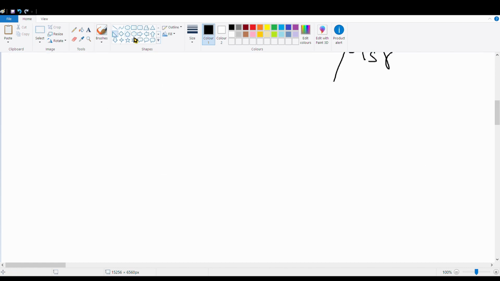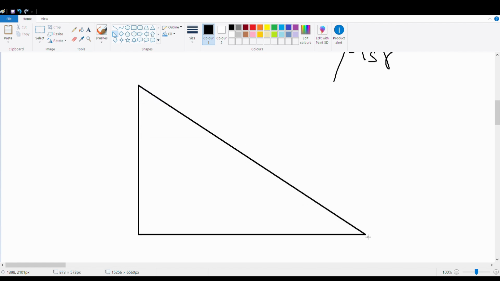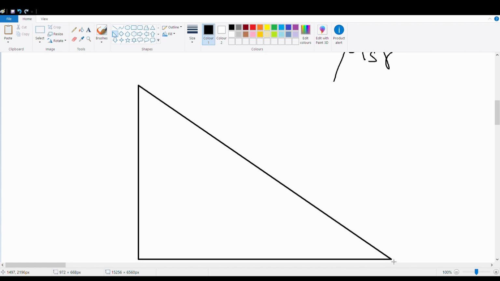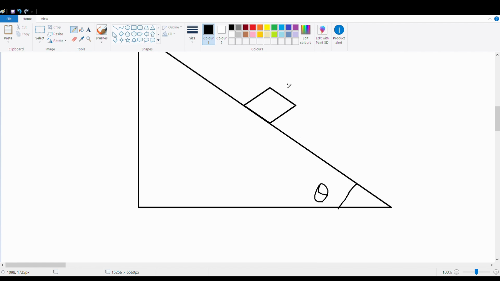To overcome this problem, we'll use inclines. Suppose this right here is an incline, inclined to the horizontal at an angle theta. We are also going to place an object of mass m over here. It's not exactly a cube, but we get the gist of it. So this object has a mass m.